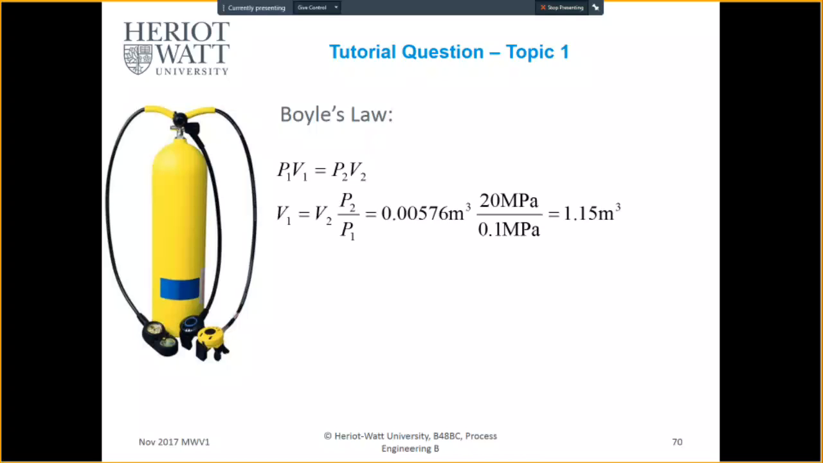The next part is determine the volume work of the compressor, the oxygen. Determine the volume work of compressing the oxygen isothermally.